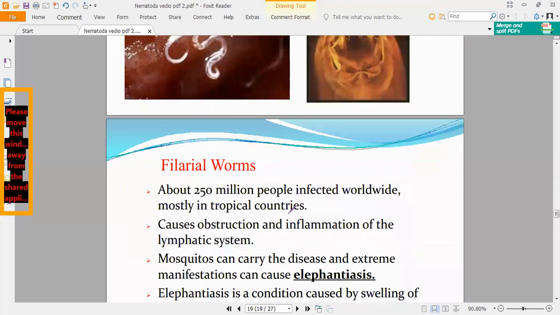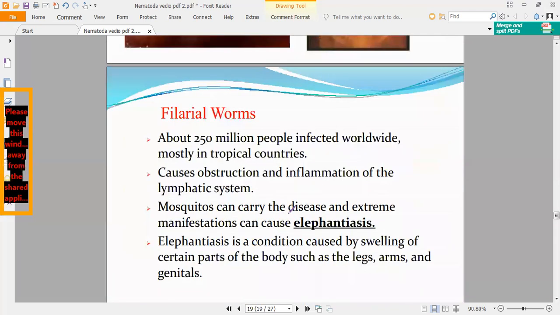The other worm is the filarial worm. About 250 million people are infected worldwide, mostly in tropical countries. This is the filarial worm that causes obstruction and inflammation of the lymphatic system. Mosquitoes can carry the disease, and extreme manifestation can occur.